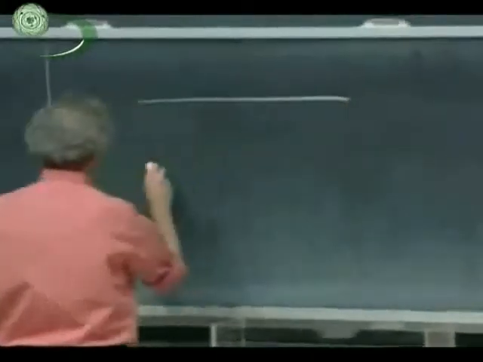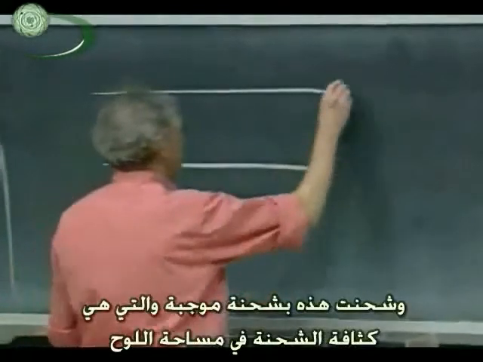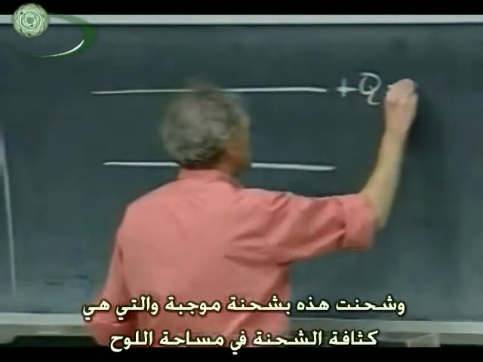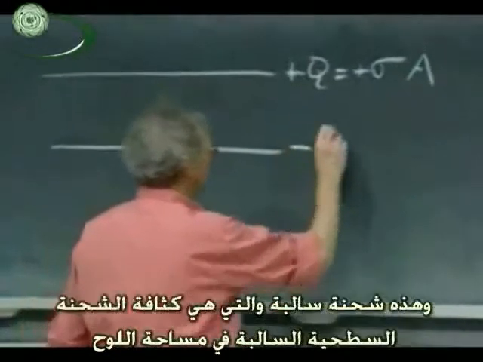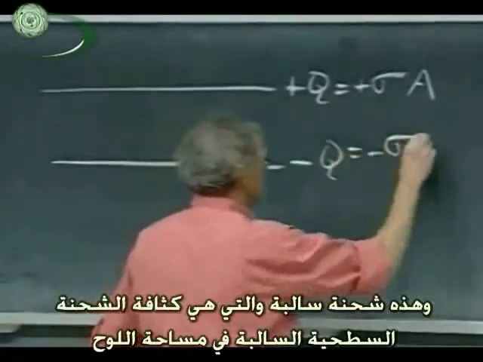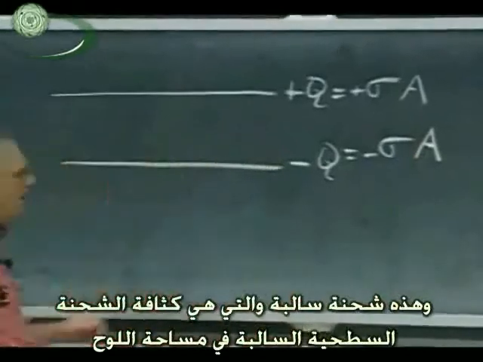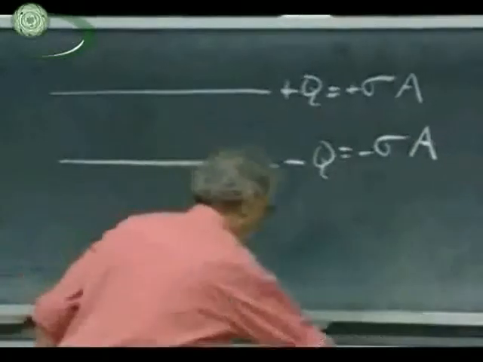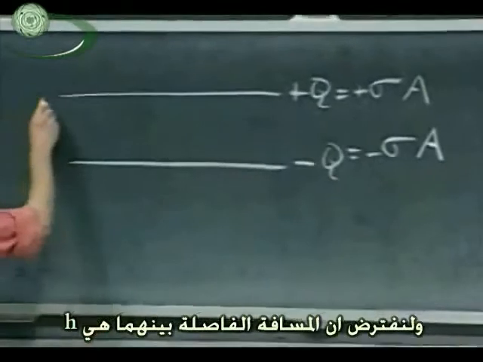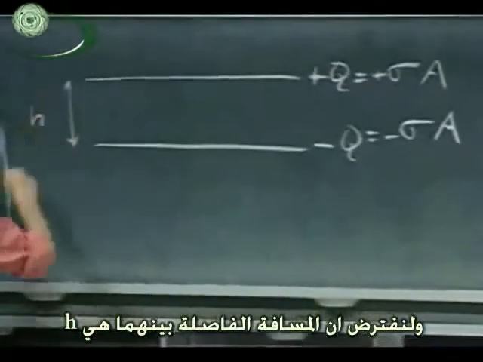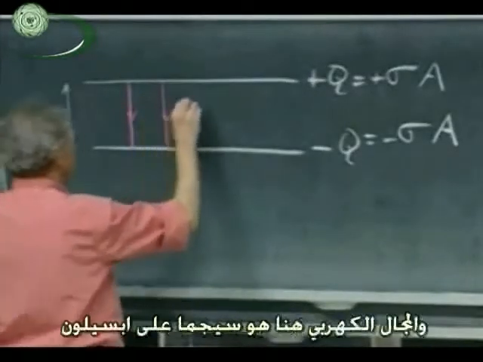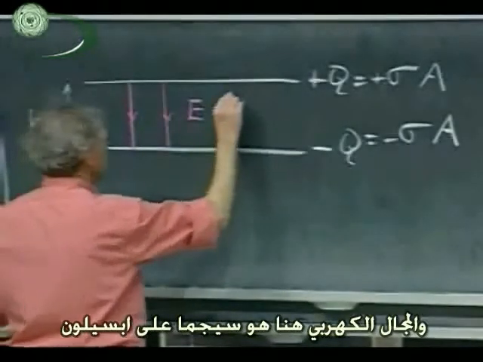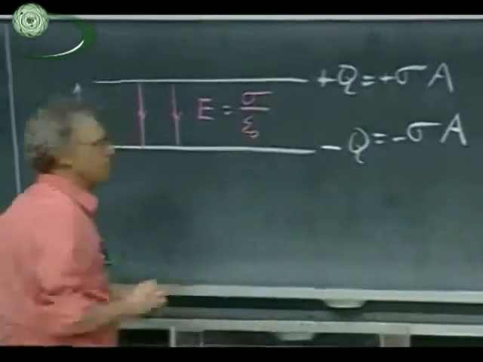Suppose I have two parallel plates, and I charge this one with positive charge, which is the surface charge density times the area of the plate, and this one negative charge, which is the negative surface charge density times the area of the plate. And let's assume that the separation between these two is h, and so we have an electric field which is approximately constant, and the electric field here is sigma divided by epsilon 0.